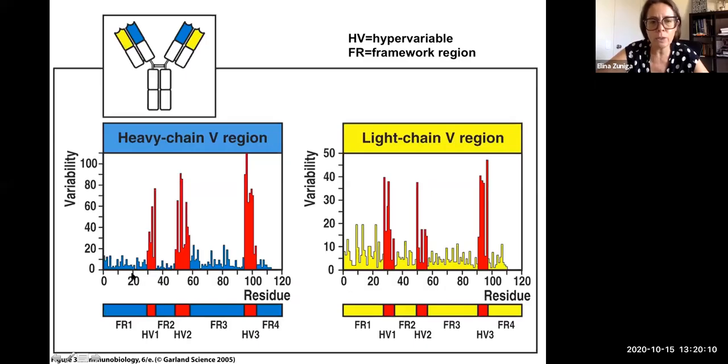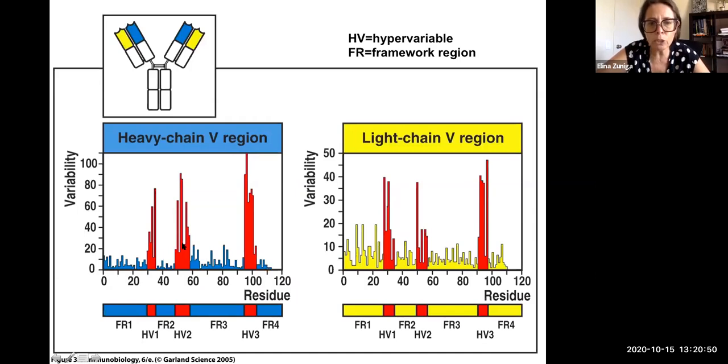So here the scientists took all the antibodies in the serum of a person. And on the x-axis here is the position of each amino acid in the heavy chain variable region and in the light chain variable region, okay? And they plot on the y-axis the variability, okay? So most of the molecule has very poor variability in certain regions, that are called framework regions. You don't need to remember those names.